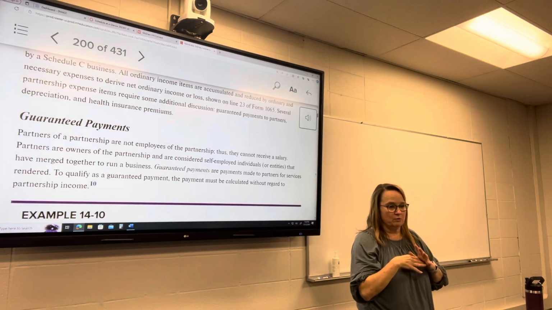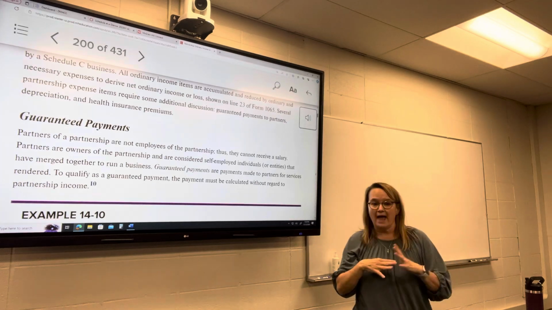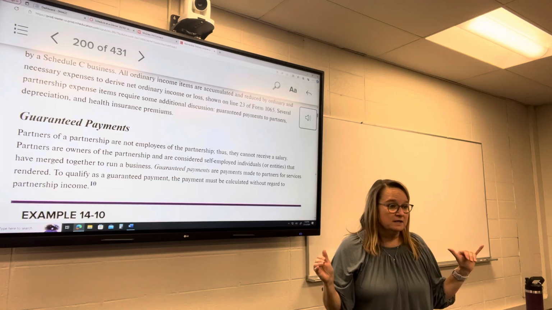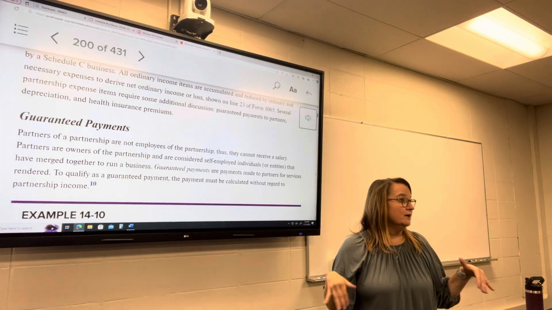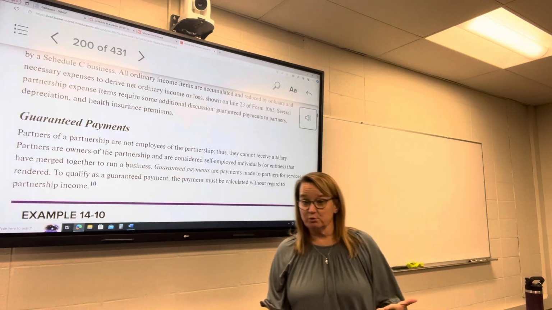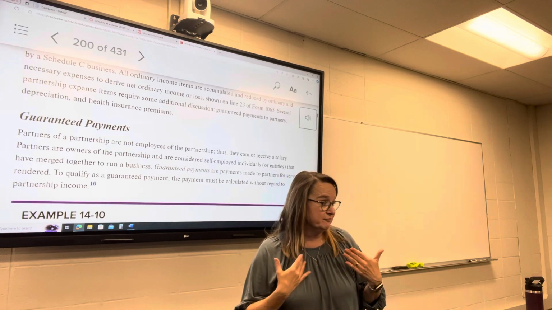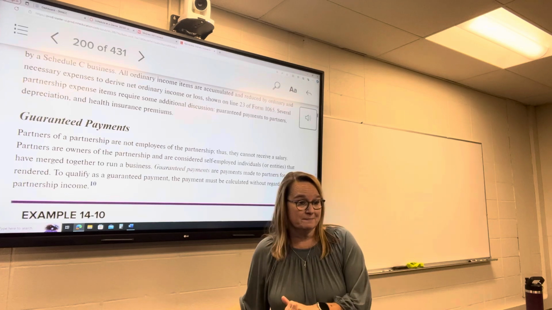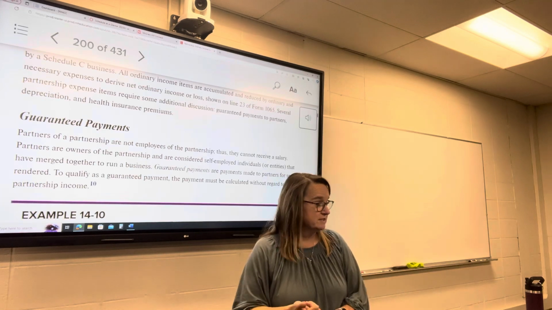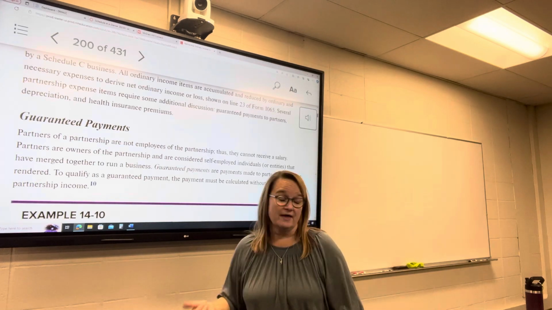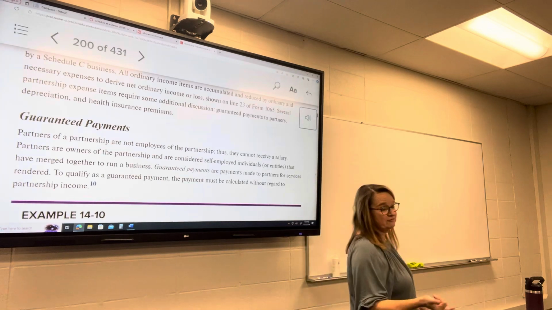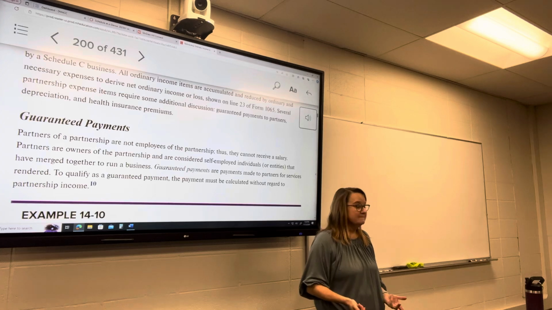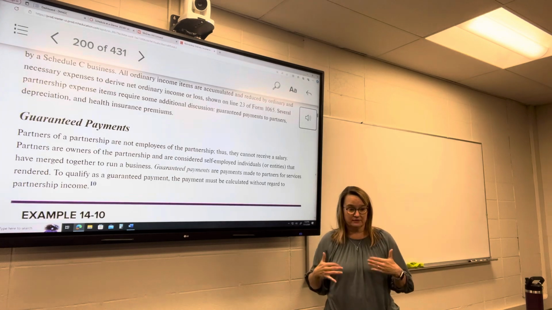They're not on the payroll. They don't get wages. They don't have withholding. Just like if you had a Schedule C, right? You don't have withholding, and you're going to have to pay your own self-employment tax if you're an independent contractor, if you're self-employed. Well, partners are self-employed, just like Schedule C business owners are. So that means they also have to pay self-employment tax, and they don't receive wages.